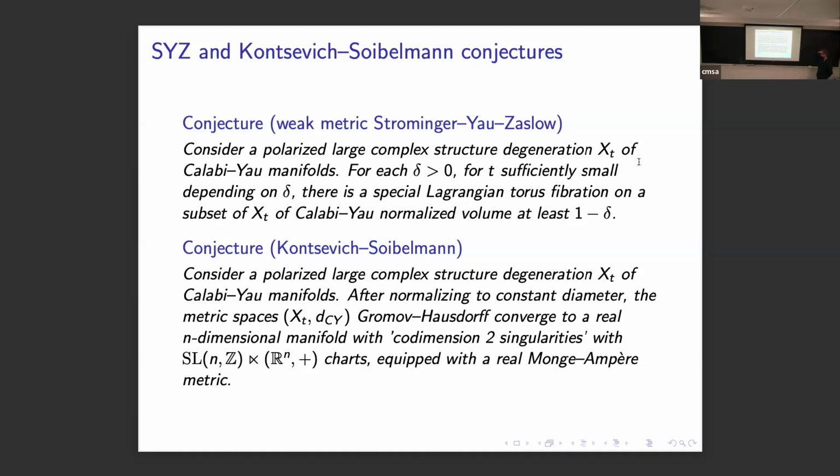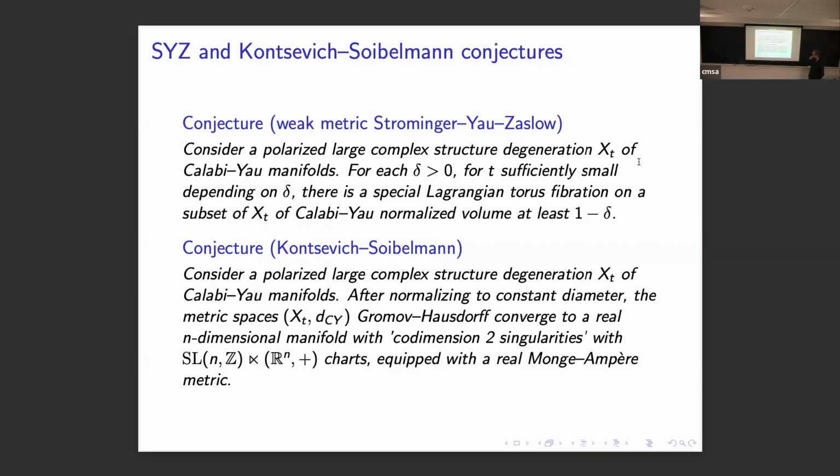There's also a related conjecture, the Kontsevich-Soibelman conjecture, which talks about the Gromov-Hausdorff convergence of these metric spaces. They're related because, as Yang has told us, in the SYZ picture you imagine these torus fibers becoming very small. So you could imagine that the Gromov-Hausdorff convergence should reflect that, and the conjecture is that the spaces converge to the base, which will be real n-dimensional, so you lose half of the dimensions. It also says more about what sort of structure you should have there.